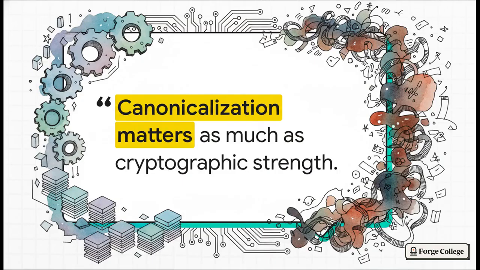Before we wrap up, I want to leave you with a core piece of wisdom. Honestly, every junior developer should have this tattooed on their brain. Canonicalization matters as much as cryptographic strength. Ambiguous byte representations defeat signatures. Think about it. The most mathematically complex, unbreakable cryptography in the whole world is completely, utterly useless if the input data it's supposed to protect is just a disorganized, ambiguous mess.